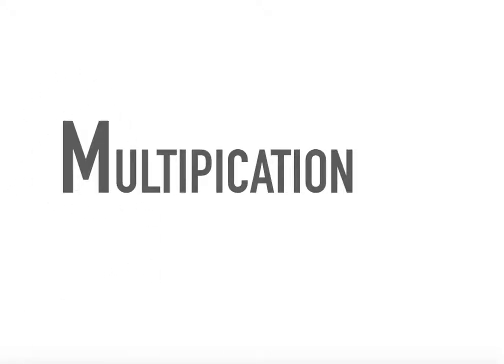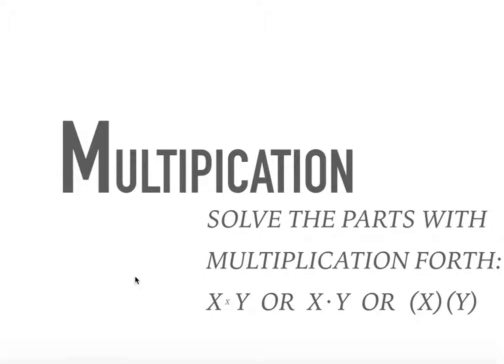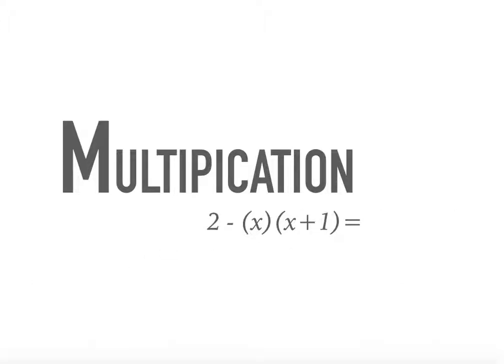Next in BEDMAS we have M, which stands for multiplication. So we solve the stuff with the multiplication fourth. And multiplication has many different forms for the sign. One will have an X in between two variables, or a dot in between two variables, or just two numbers beside each other in brackets. Here we can see an example of us using multiplication.